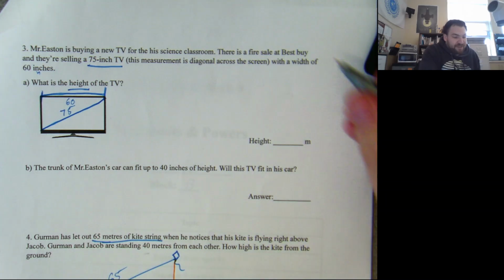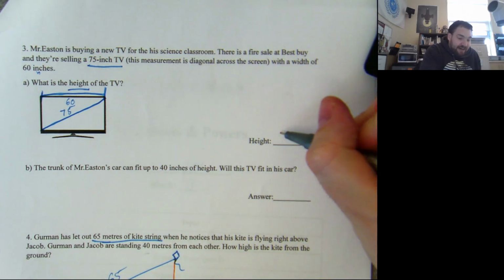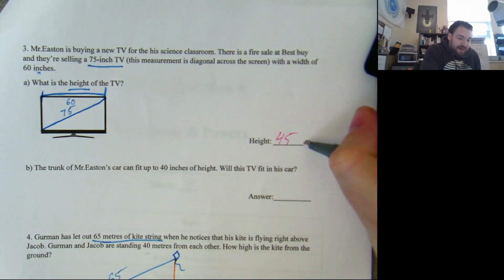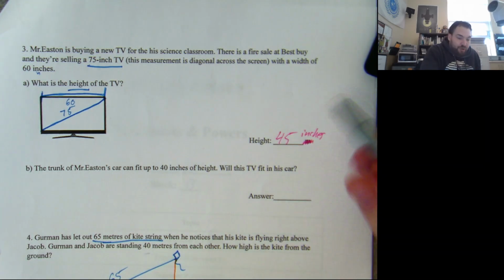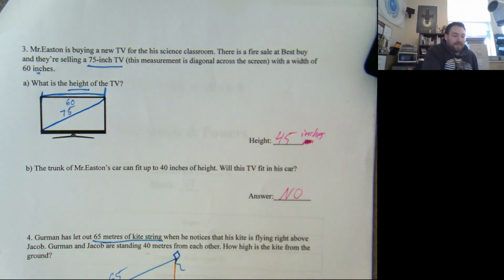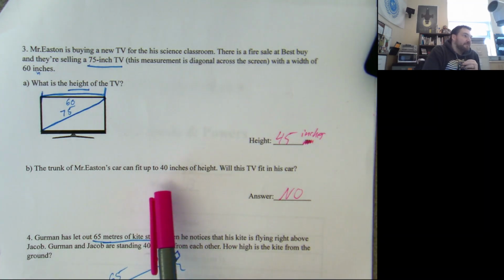Mr. Easton's buying a TV. You would have found that the height of the TV is 45. That should be inches, not meters, because that would be a massive TV. So the answer is no. Mr. Easton will not be able to fit that television into his car. What if you lay it down flat? It didn't specify which direction it fit 40 inches.